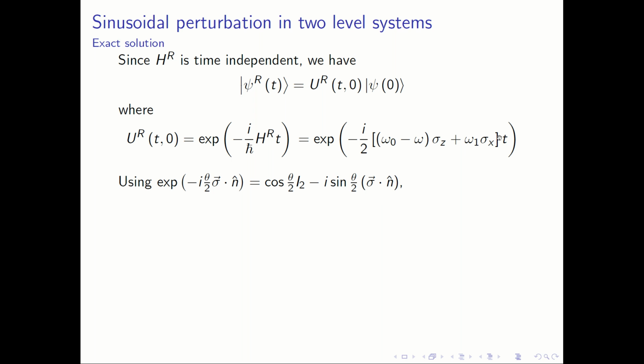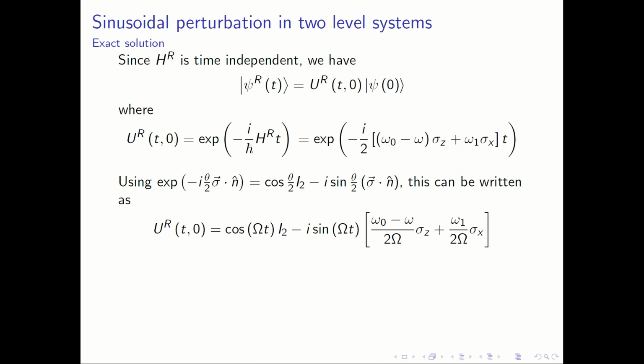Now, in this expression, of course, we do have sigma vector dot n hat. Here you have sigma vector dot a vector, that is sigma x, sigma y, sigma z is being dotted with omega 1, 0, because there is no sigma y, and omega 0 minus omega. So these are the three components, omega 1, 0, omega 0 minus omega, of the vector which is being dotted with sigma. Of course, that is not a unit vector, but that's easily remedied. You find out its norm, divide by that, and then you're done.